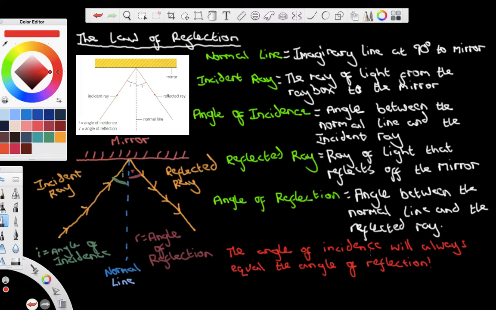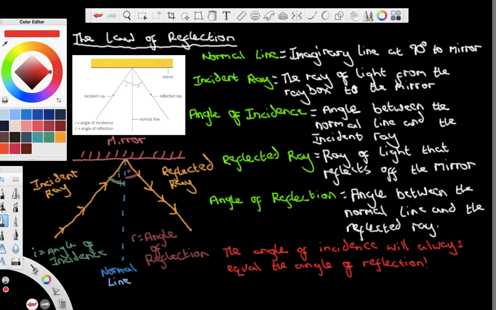Okay, so the angle of incidence will always equal the angle of reflection. This is known as the law of reflection. So this angle here, the angle between the incident ray and the normal line, will always be the same as the angle between the normal line and the reflected ray. So if this is 10 degrees, this will be 10 degrees. If this is 100 degrees, that will be 100 degrees. If it's 2 degrees, that will be 2 degrees. These two angles are always the same. They're always identical.